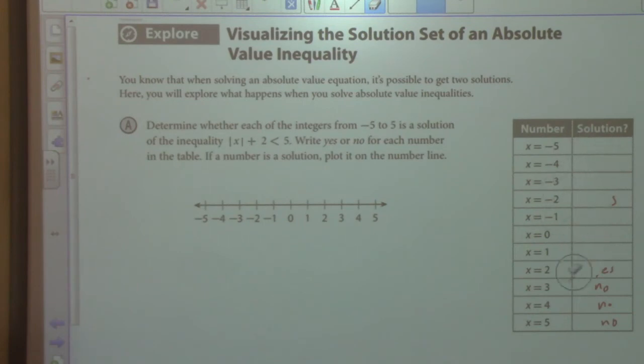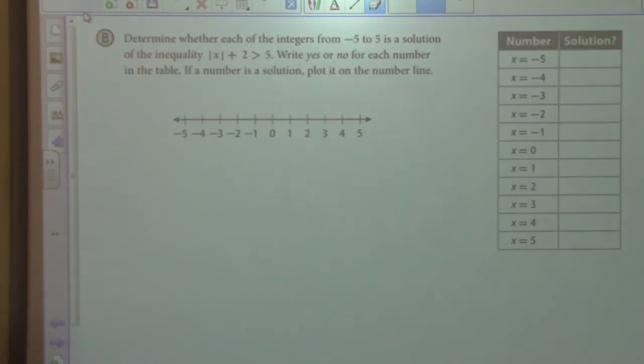That was good. Now we're going to go ahead and deal with another one. Here we have the absolute value of x plus 2 is greater than 5, and so it's going to be the same sort of thing, but instead of less than, greater than. If we substitute all these numbers in here, if we put -5 in here, that turns into 5. 5 plus 2, is that greater than 5? Yes, it is.